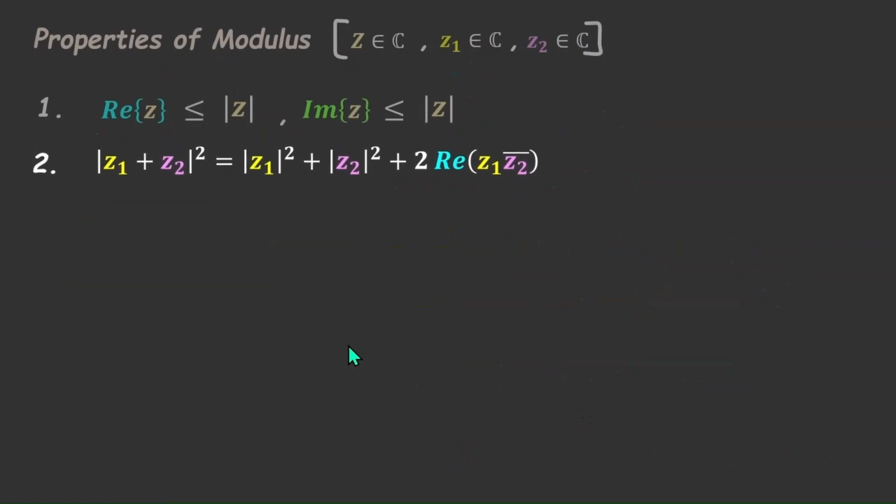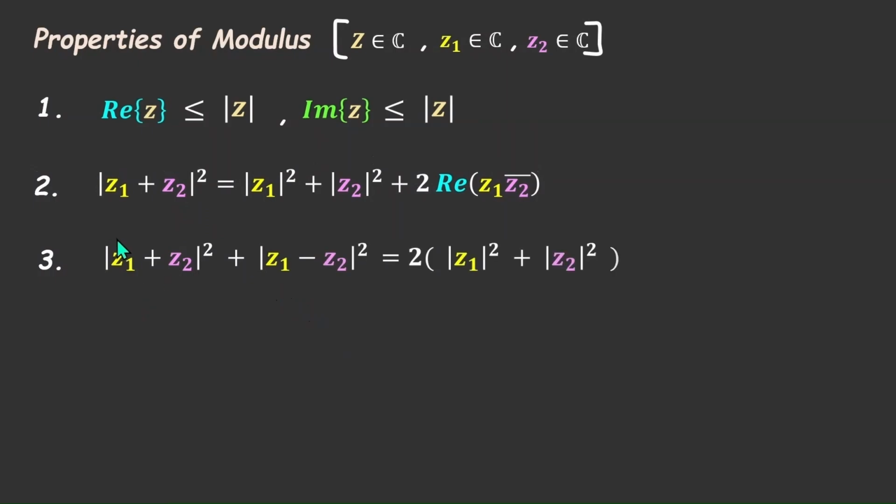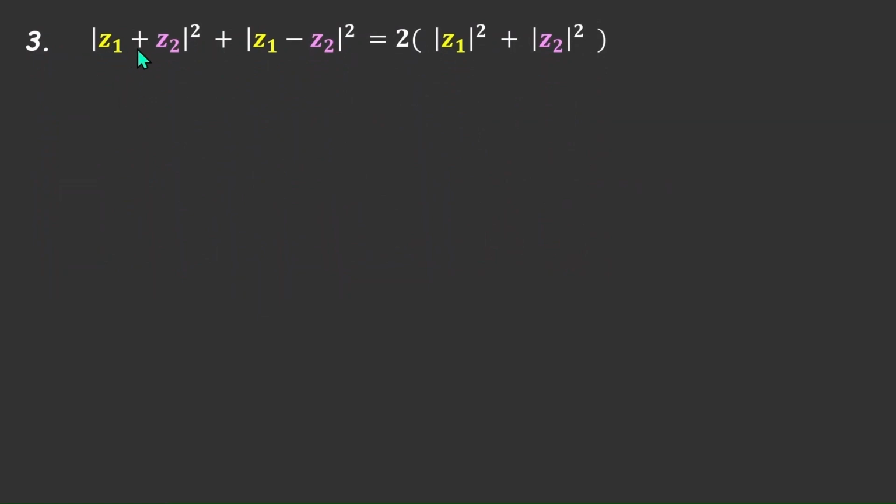Now let's move on to the next property of modulus, which is mod of z1 plus z2 whole square plus mod of z1 minus z2 whole square is equal to 2 times mod of z1 square plus mod of z2 square. So let's start proving this. We already showed the expansion of this. So mod of z1 plus z2 whole square is equal to mod of z1 square plus mod of z2 square plus 2 times real part of z1 into z2 conjugate.